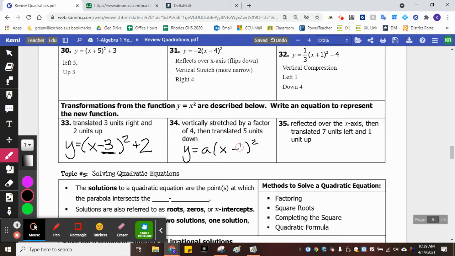I usually write it all out. If I was the one who taught you this, I always do A. If it's negative, it's a reflection of your x-axis. If it's greater than 1, it's a vertical stretch. If it's less than 1, it's a vertical compression.